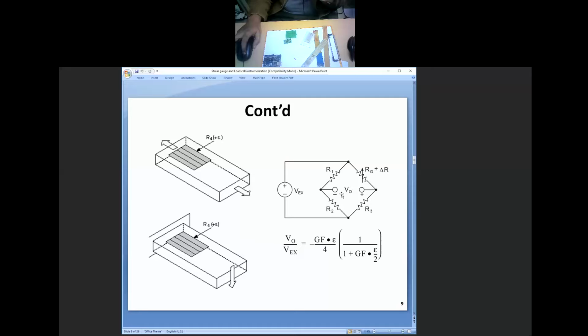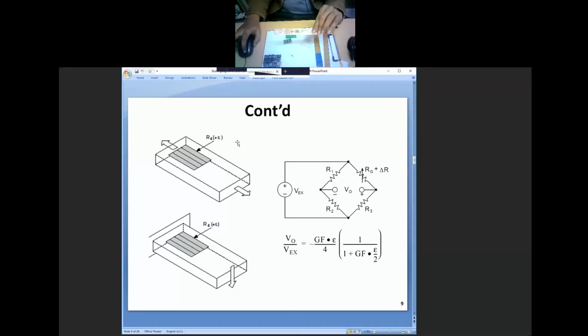Remember, next question, how do we measure output? How do we give input, excitation? Is it AC or DC? We give DC excitation, DC voltage. How much we give depends on the resistance of this strain gauge. This strain gauge is 120 ohm. This is industry standard: 120 ohm, 350 ohm, 1000 ohm. These are the industry standard strain gauges. So accordingly, we give them their power supply.